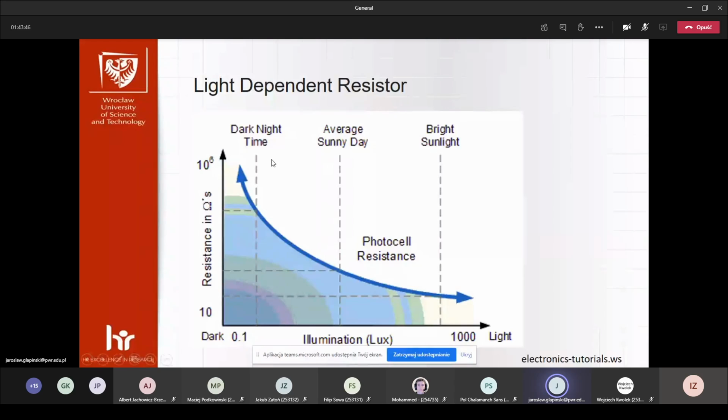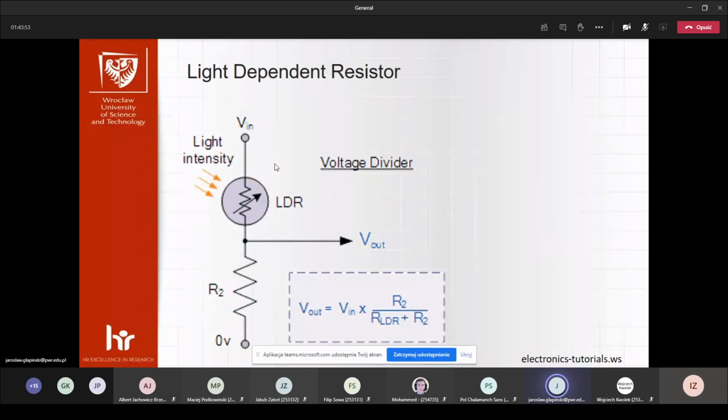So we can make a very simple circuit using the light sensing element and adding another resistor. We've got something like a voltage divider. This is the equation of this divider. So we've got a voltage signal which depends on the light intensity. This is the simplest solution, a simple element.